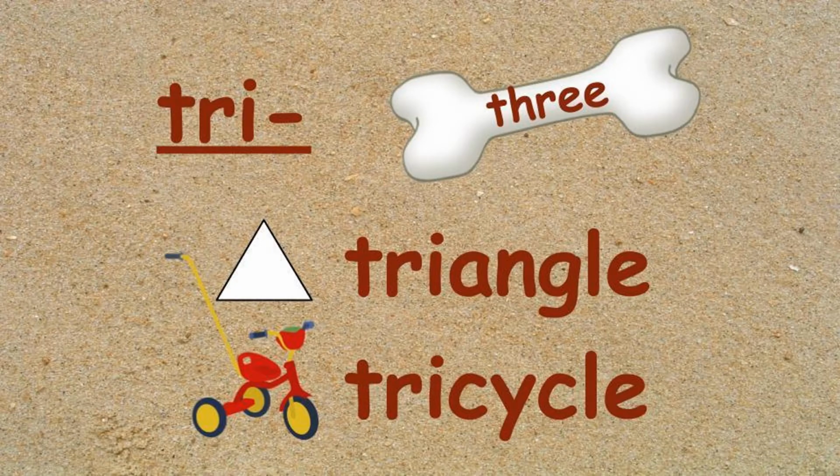Here are 2 words that you've probably seen before that have the prefix tri. Tri means 3. When you see the word triangle, you think of 3 sides. And when you look at the word tricycle, you know that the tricycle has 3 wheels. So the next time you come to a word that you don't know and you see the prefix tri, think of the word 3. Maybe it'll help you figure out what the word means.